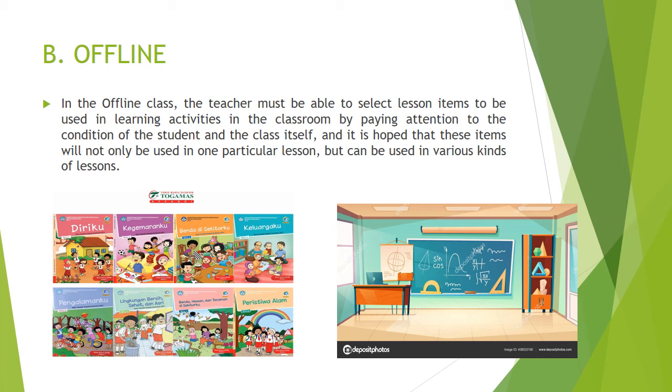But because of the large number of students in the class, it is better for the teacher not to use a map in the form of a globe, but in the form of a wall paper. It is also hoped that these items are not only used in one particular lesson, but can also be used in various steps of the lesson. So, this item can become more effective and efficient to use by other teachers. For example, we can use a ruler that can be used in physics, math, and art classes.